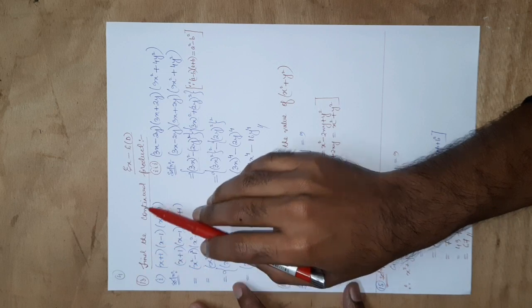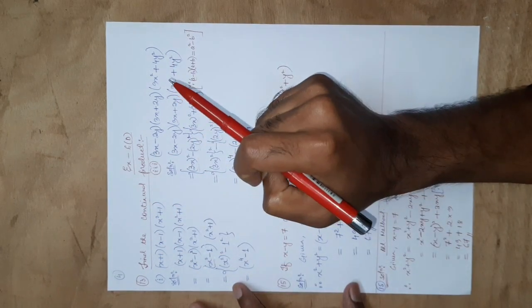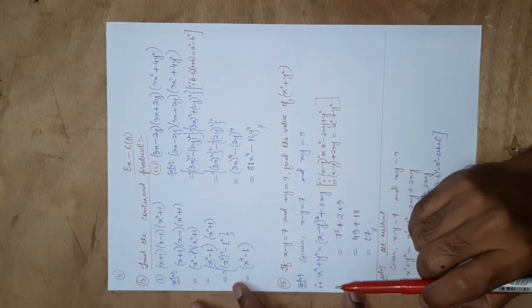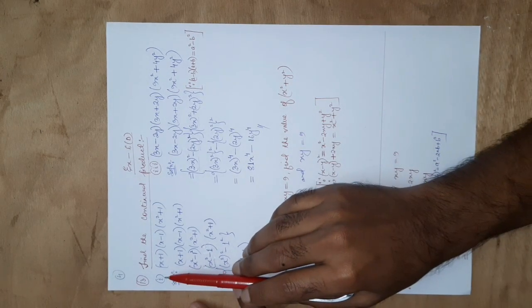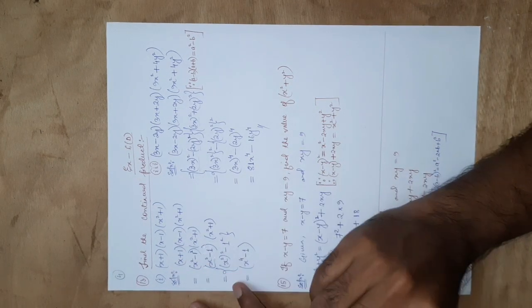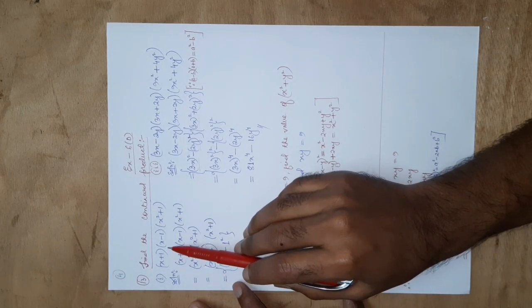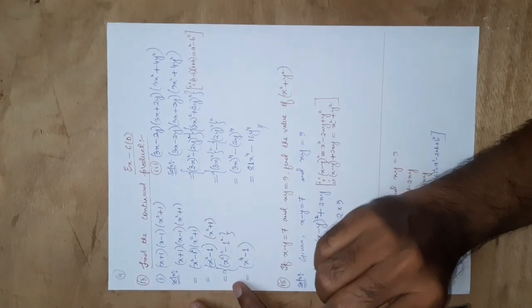The question is: find the continued product. That means whatever is given in this question, we have to find out the continued product. The product may be of 3 terms, 4 terms. Let's see number 1. We have to find the continued product of these 3 factors, x plus 1 into x minus 1 into x square plus 1.